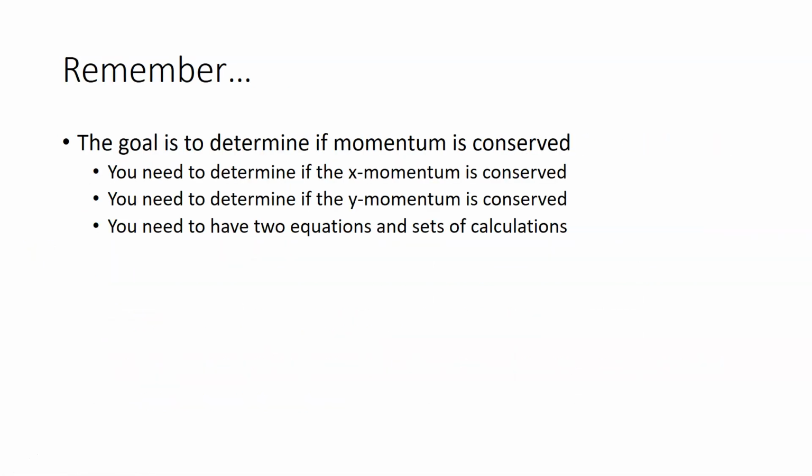And remember, the goal is to determine if momentum is conserved. Another sticking point that students have: you need to determine if the x momentum is conserved, and you need to determine if the y momentum is conserved. That means you're going to need to do this twice. You'll need one equation and set of calculations for x. Is the left side equal to the right side? If not, what's the percent difference? Do the same thing for the y's.